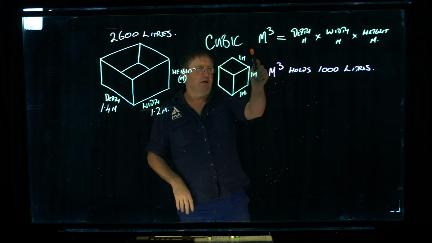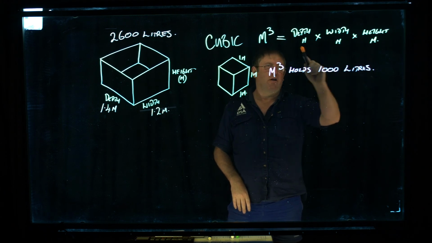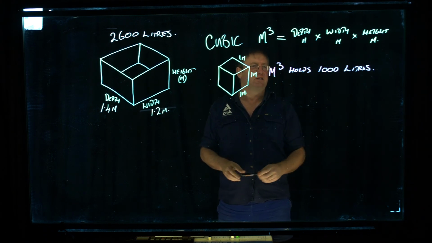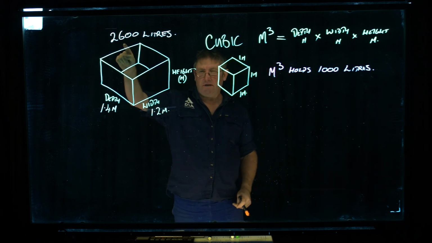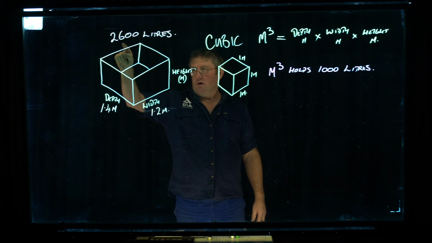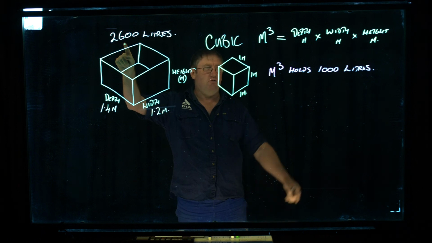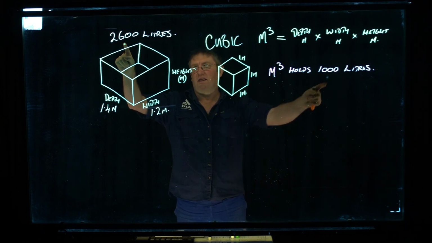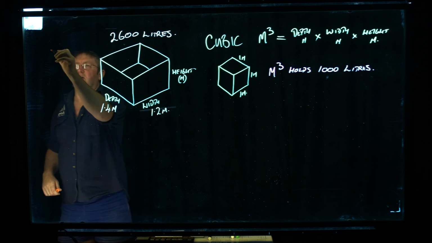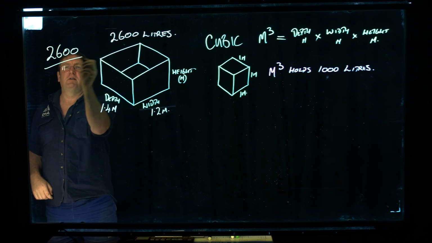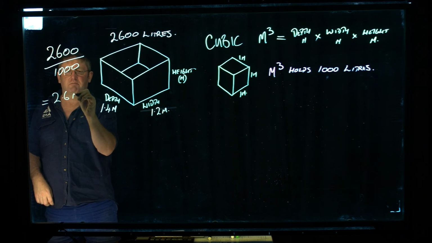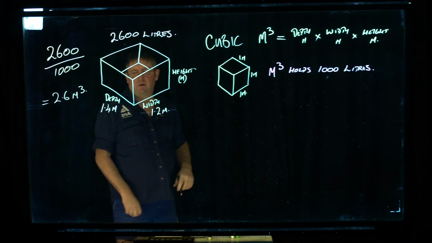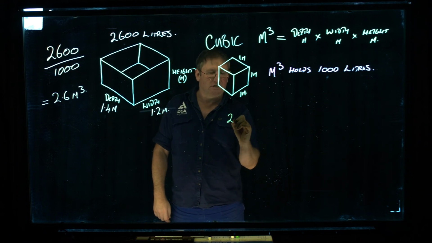So we know that a cubic metre is made up by the depth, by the width, by the height in metres, if we load them all in as metres. And a cubic metre holds 1,000 litres. So what we need to do is to convert this figure of 2,600 litres back to metres cubed, which means we divide it by 1,000 litres. So 2,600 divided by 1,000 equals 2.6 metres cubed. So we've got 2.6 metres cubed.